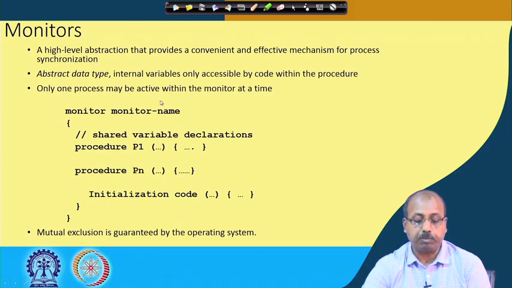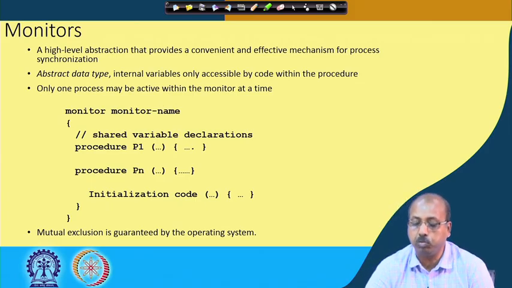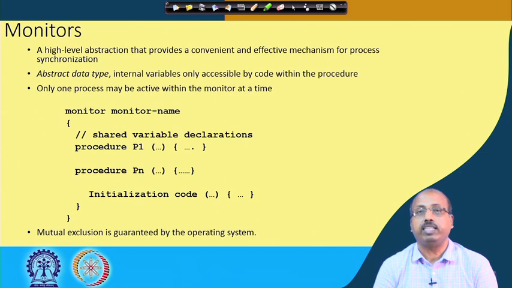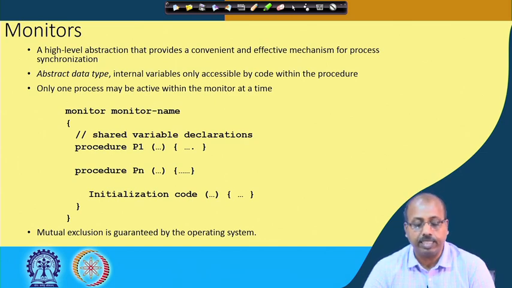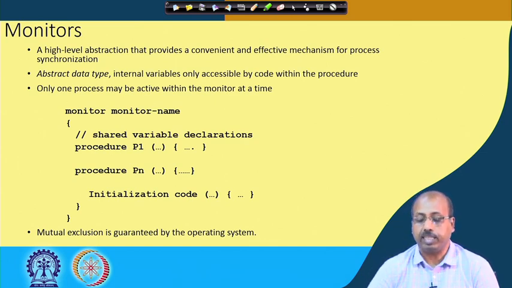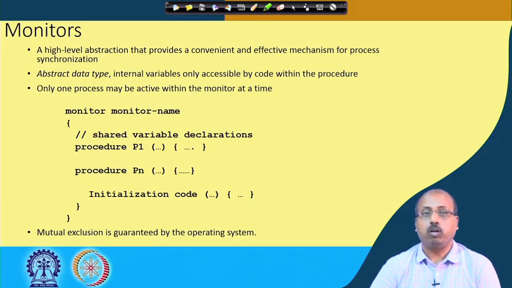It is an abstract data type, with internal variables only accessible by code within the procedures. So, this is basically an object oriented structure. The internal variables can be accessed only by the procedures which are inside the monitor. Only one process may be active within the monitor at a time. The operating system itself will ensure that only one process is inside the monitor.